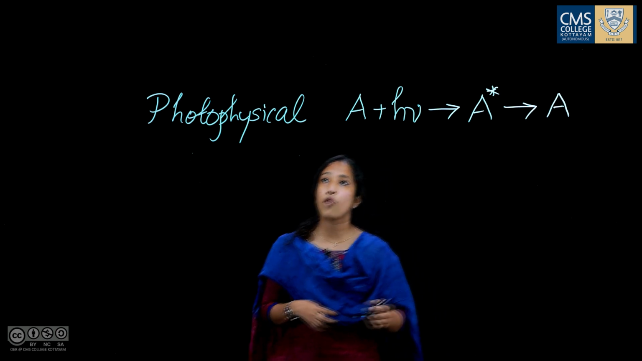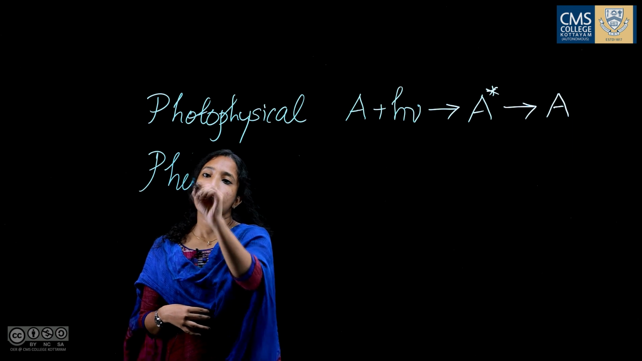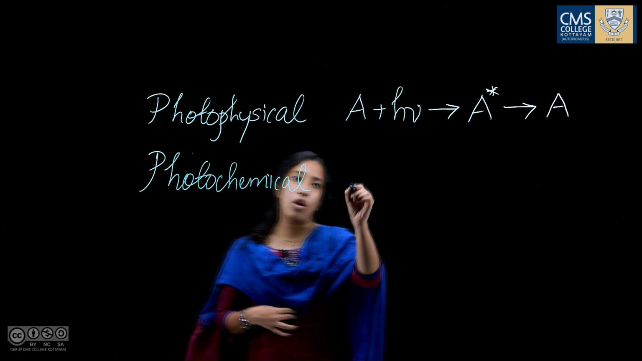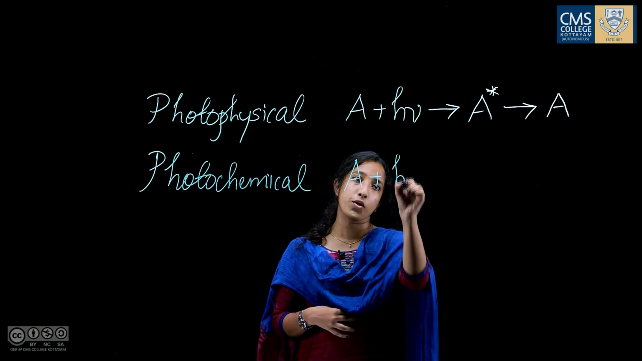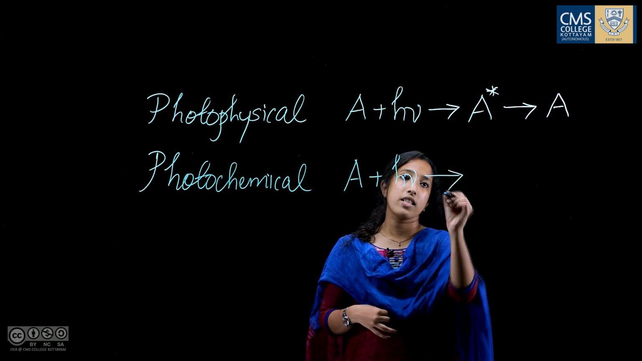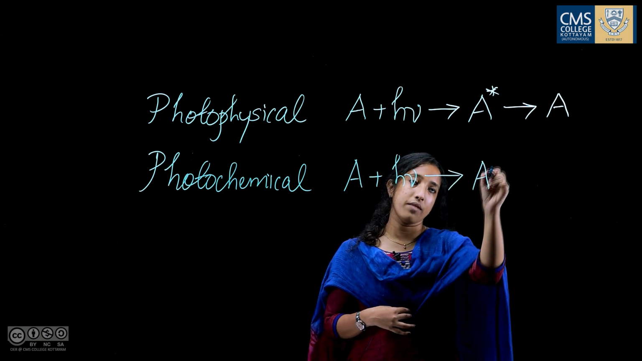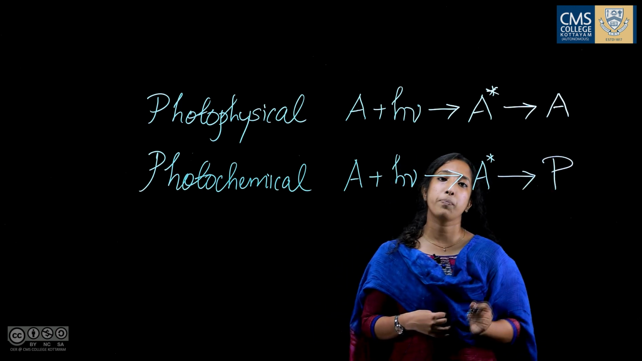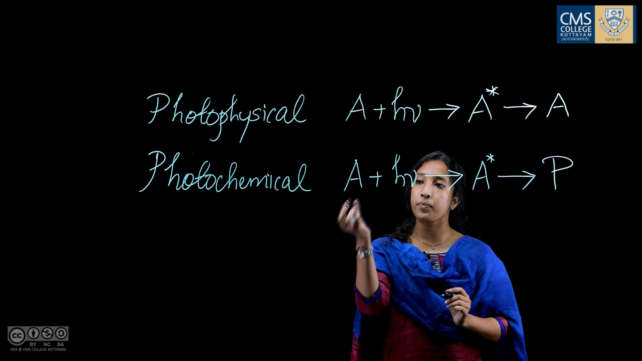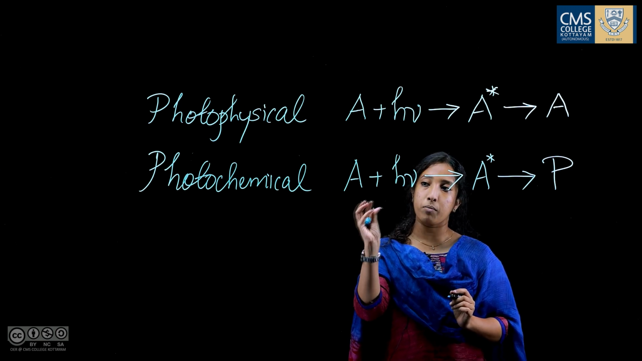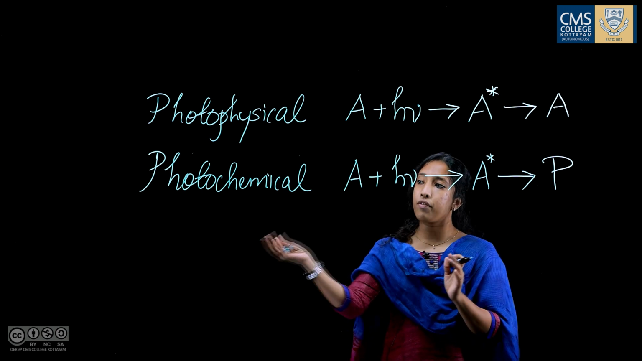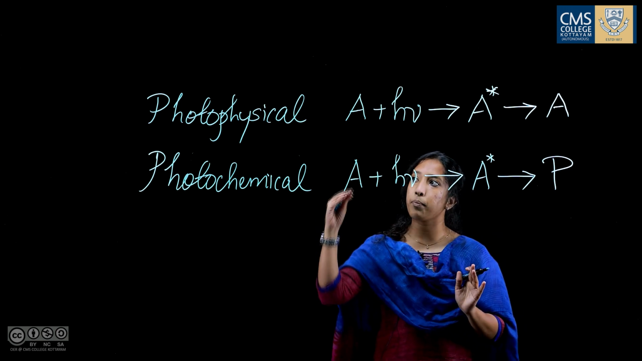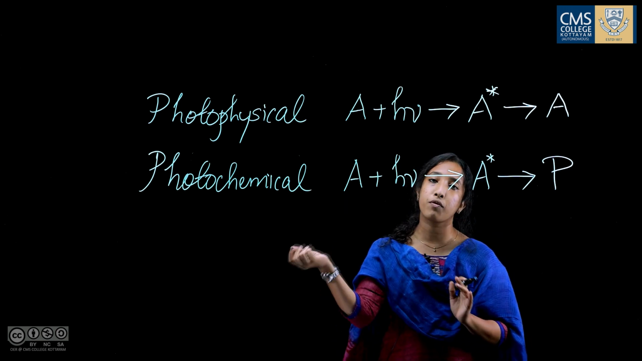Now, the next process is the photochemical process. In a photochemical process, you have a molecule A. You are irradiating it with a suitable light, that is h nu. It gets converted into an excited state A star, after which it converts into the product form, that is P. So, you have a particular molecule A, and after the photochemical process, you are getting the product P. This is the main difference between the photophysical process and the photochemical process.